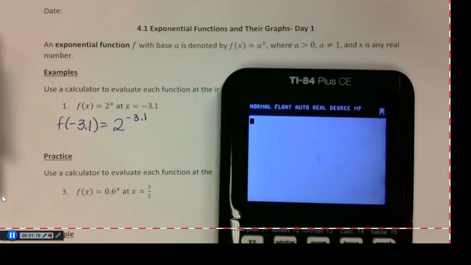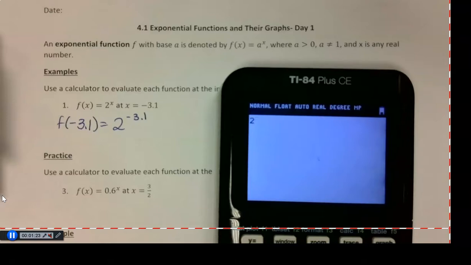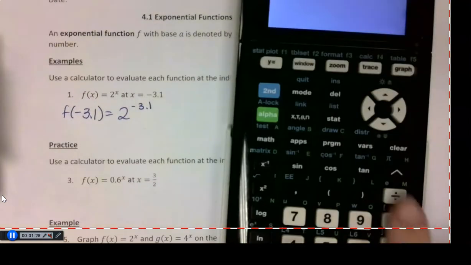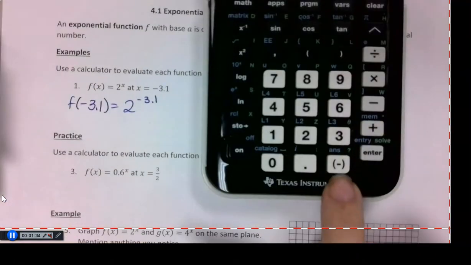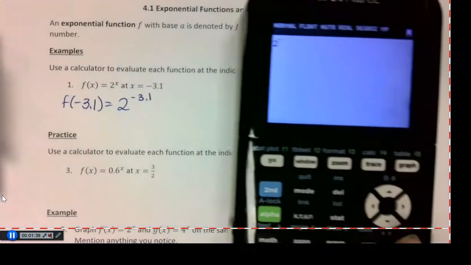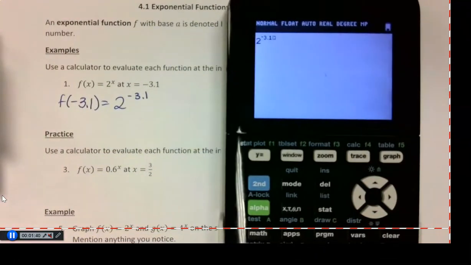Okay, so when I go to type this into the calculator, I type 2, and then the exponent button is above the divide button. It's this one right here. And then, because it's a negative 3.1, I want to make sure I pick the correct negative, which is down here. And then I want to type 3.1. And I want to go out 3 decimal places.